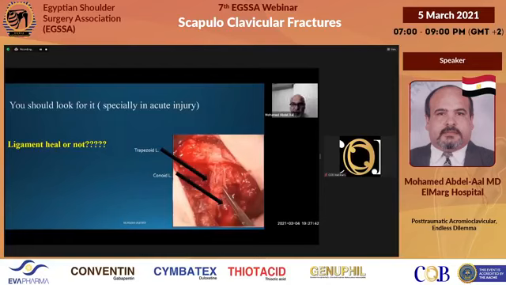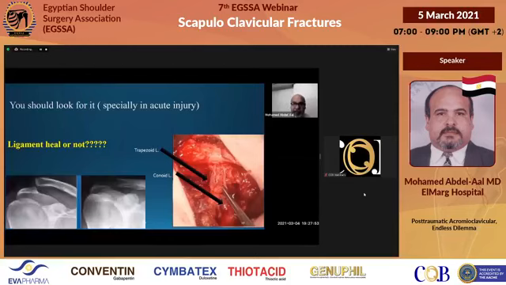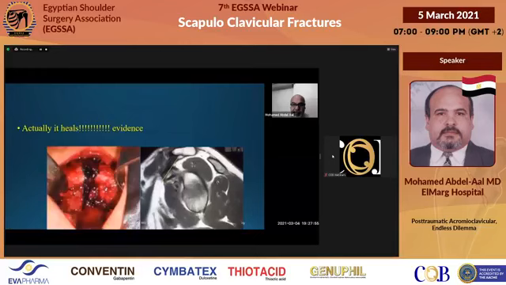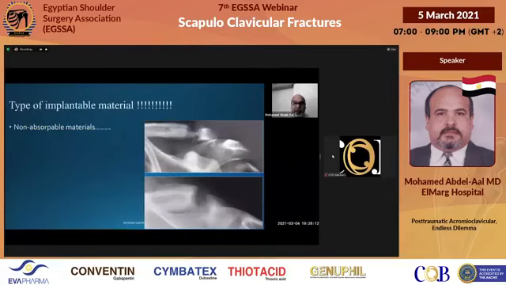Should we look for it? Yes. You should look for it, especially in acute injuries, you should look for where is the ligament. And many articles stated that it doesn't heal. No, it heals. The ligament heals. How does it heal, as other ligaments? Yes, there is a lot of evidence. And the MRI gives us an idea that this ligament will heal, and the repairing of the ligament is mandatory.